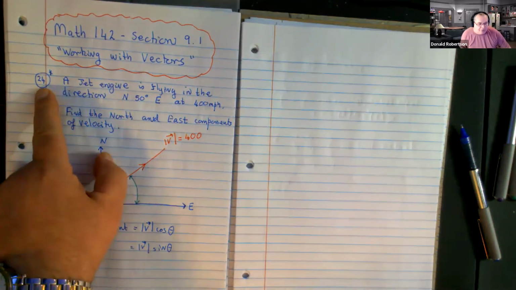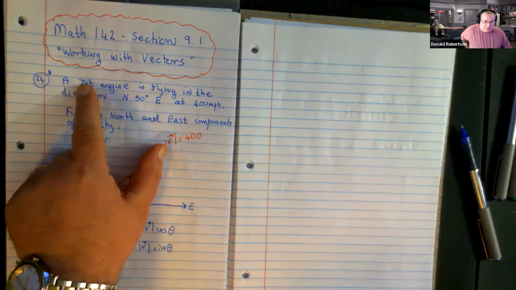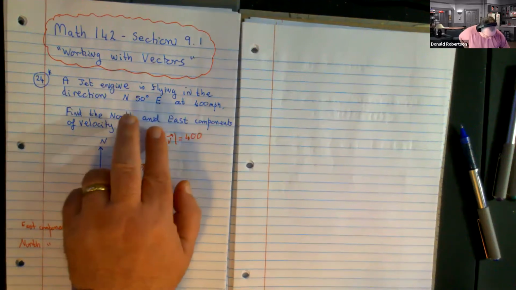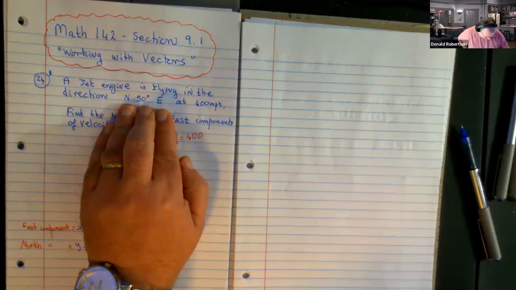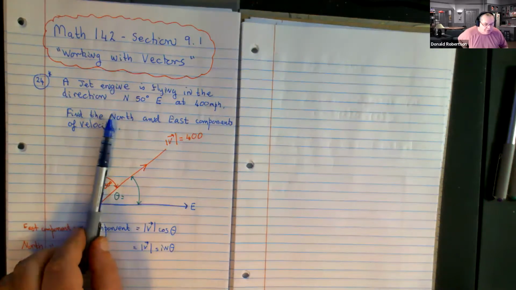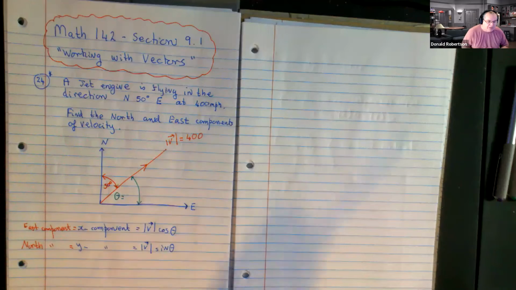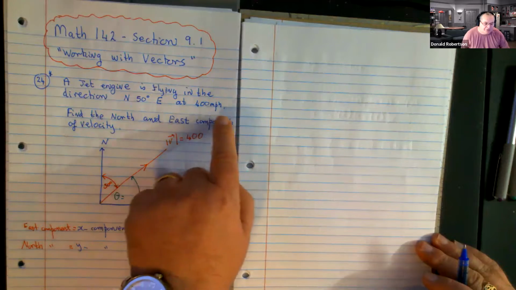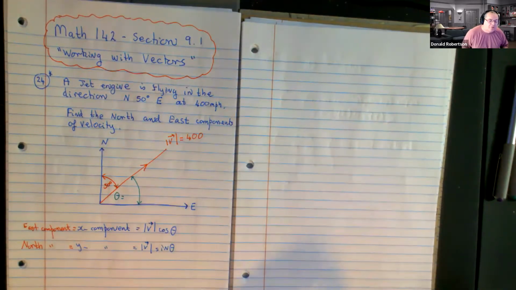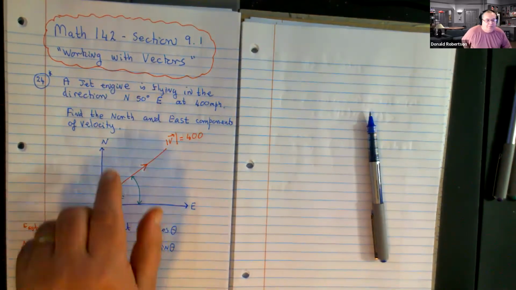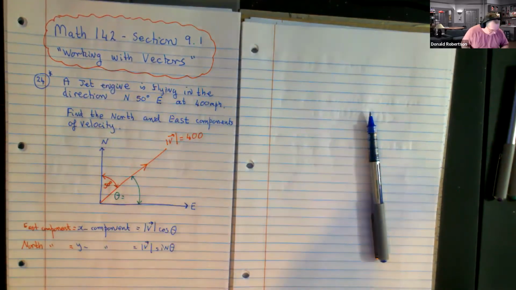So in question 24, we have a jet engine that's flying in the direction of north 50 degrees east. Now, if you're not used to that way of direction, basically, there's north, my pen, and you go 50 degrees east. And the question is just simply asking us to find what the north and the east components are. So almost all of this involves you having to figure out what they mean by that direction, and what do they mean by a north and an east component? Because once you figure out what they mean, it's actually a question you know how to do.